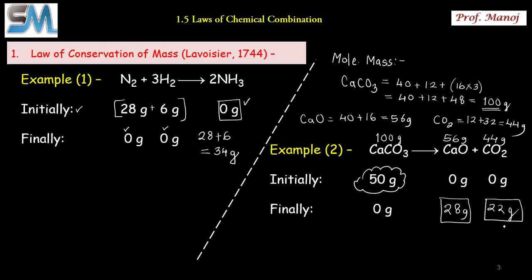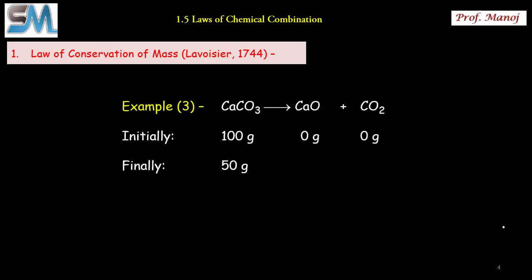In example 1, we did a case where the molecular masses were equal to the taken masses. In example number 2, we have taken a case where the taken masses are half of the molecular masses, so product masses are also half. Let us do another kind of case wherein I've deliberately kept the same molecular masses again. So this is molecular mass 100 gram. This is 56 gram. This is 44 gram.